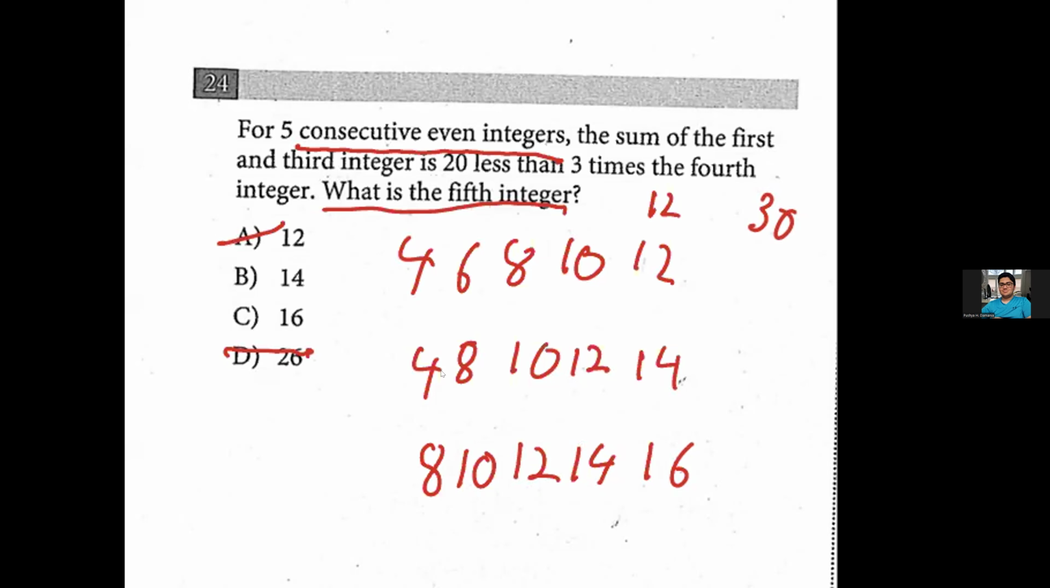For B, the sum of the first and third integer would be, wait, this must be a 6. The sum of the first and third integer is 16, and 3 times the fourth integer would be 36. So 36 minus 20 is 16, so the correct answer is answer choice B. So for this one, we just work backwards.